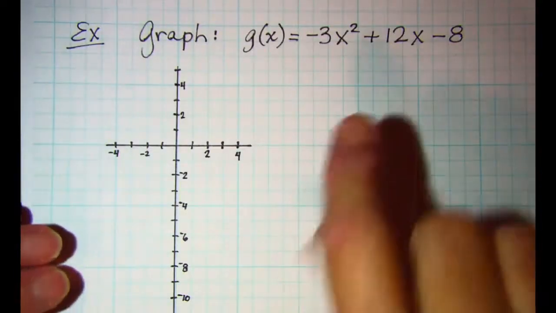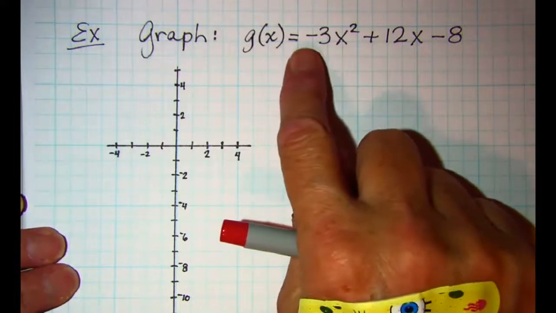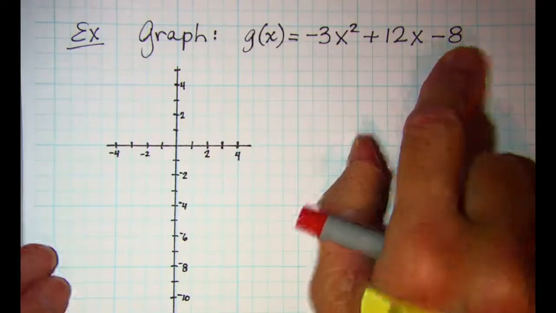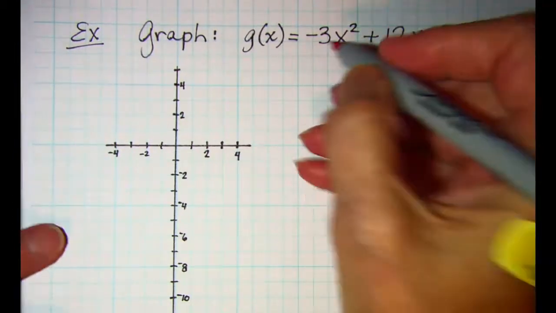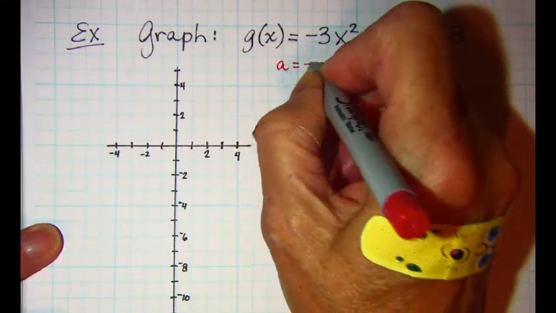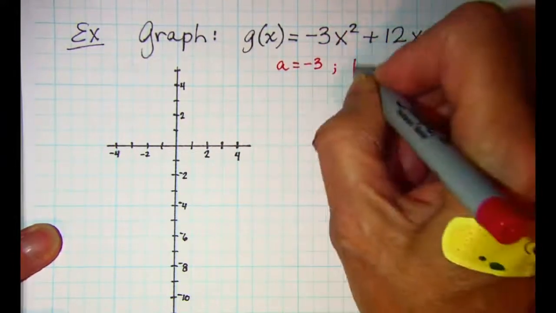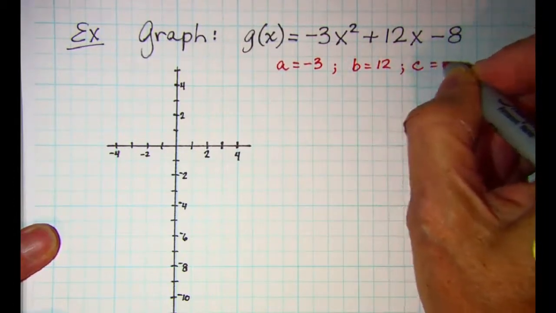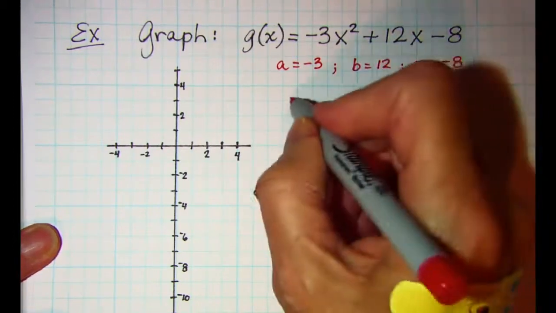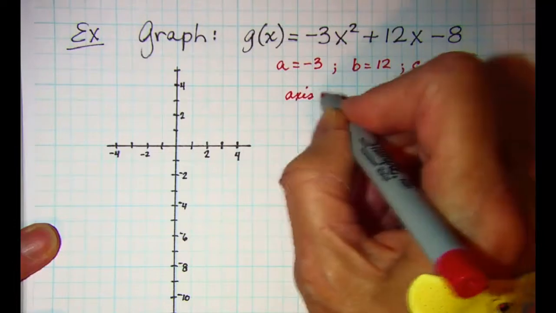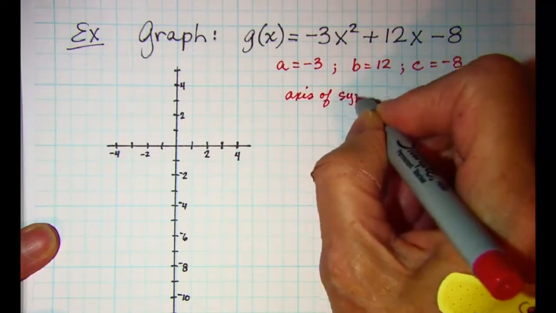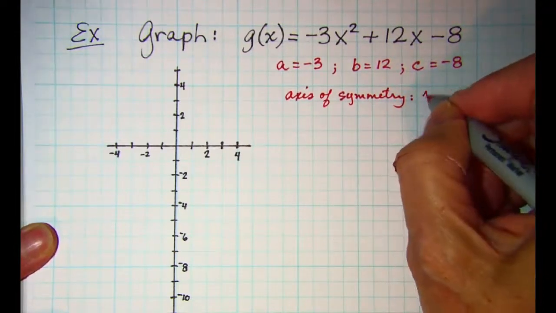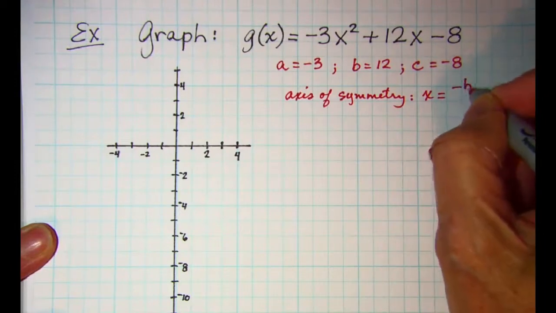In this example, we'll be graphing g of x equals negative 3x squared plus 12x minus 8. We can get a is negative 3, b is 12, and c is negative 8. Our axis of symmetry has the equation x equals negative b over 2a.